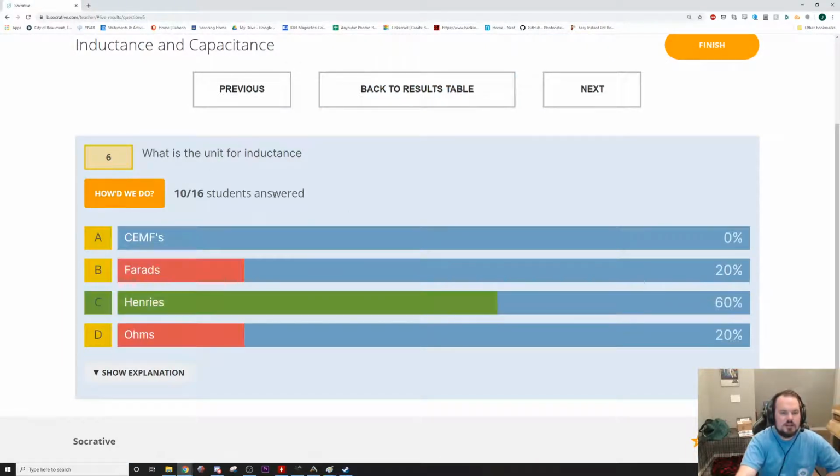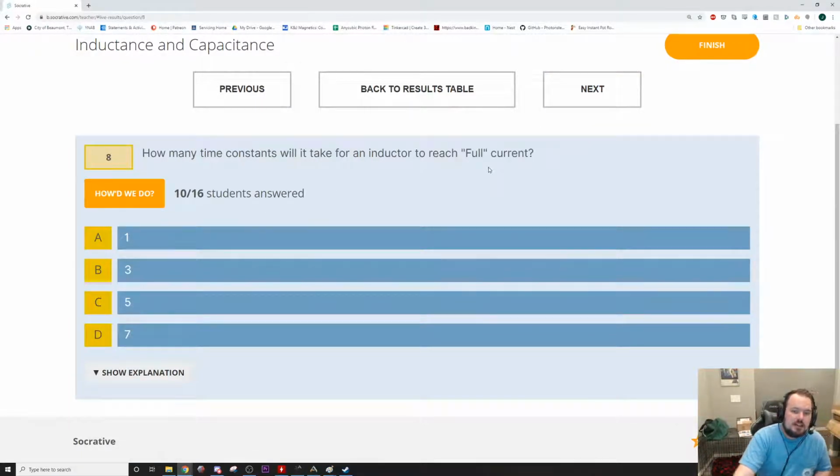What is the unit for inductance? Henries. Inductors are measured in Henries. Dead simple. Inductive reactance, ohms. Inductive reactance is measured in ohms. All reactance is measured in ohms. How many time constants will it take for an inductor to reach full current? Five. It takes 5 time constants. Hopefully y'all have your AC theory book and you're using it.